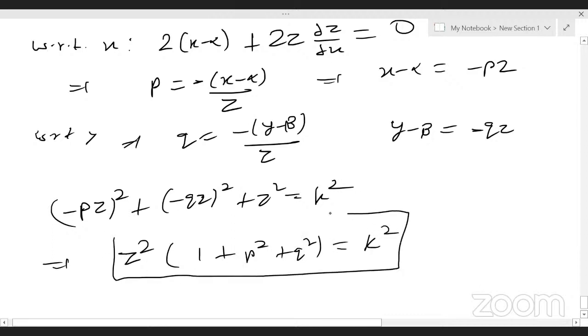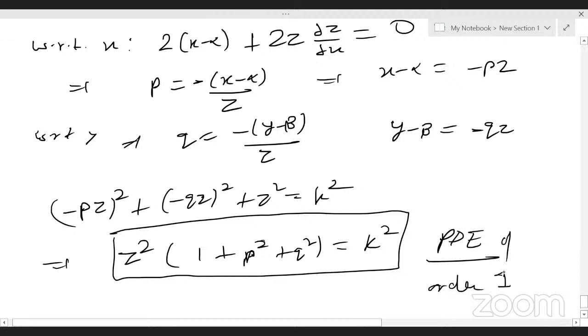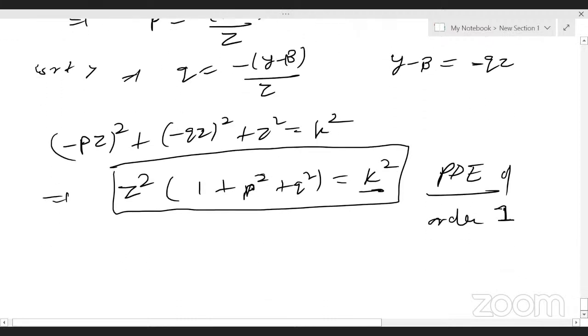This is the required differential equation, the required PDE. The order is 1, the degree is not 1 because these are square terms. PDE of order 1. This came in UPSC in 1999. So why did we not eliminate k? Because k is not an arbitrary constant, it's a fixed constant.